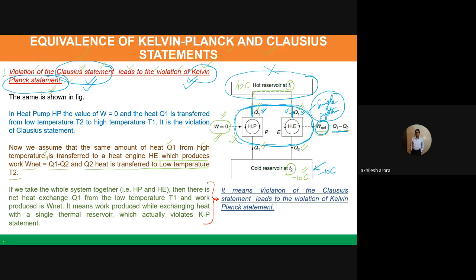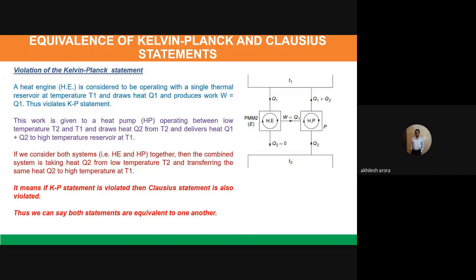Now let us change it. Now we are going for the violation of the Kelvin Planck statement, and from here we will prove that if the Kelvin Planck statement is violated, then the Clausius statement will also be violated. A heat engine is considered to be operating with a single thermal reservoir at temperature T1.